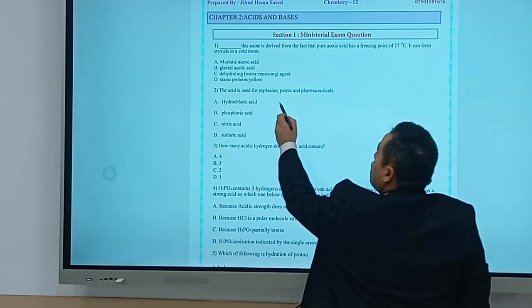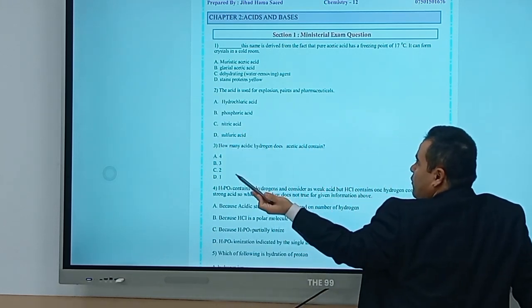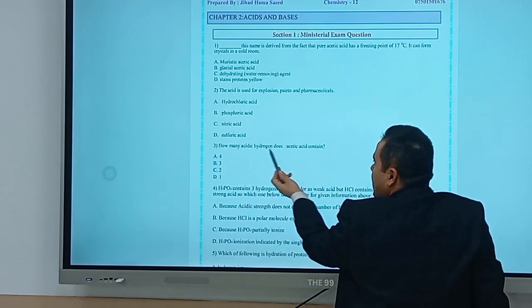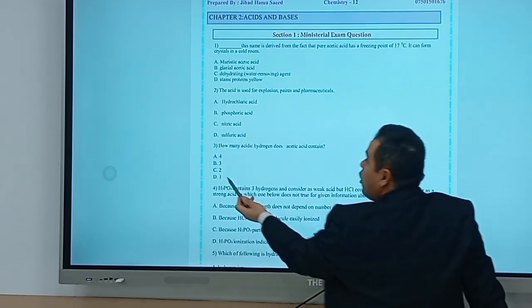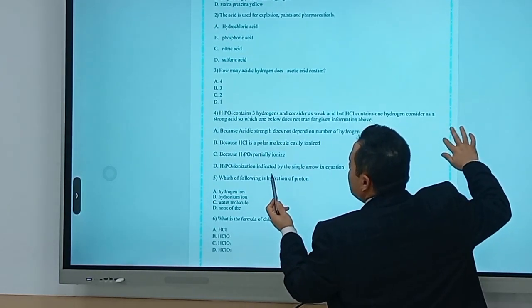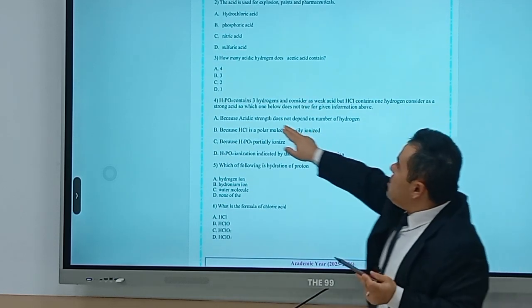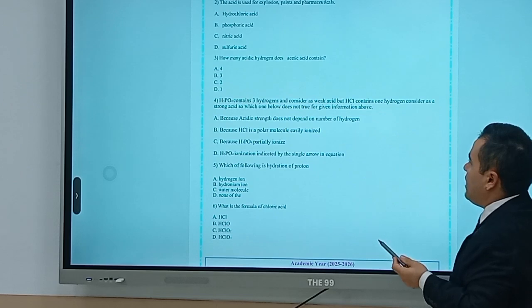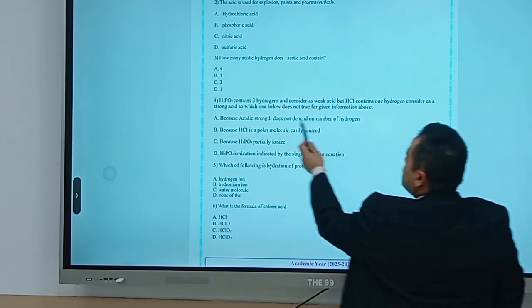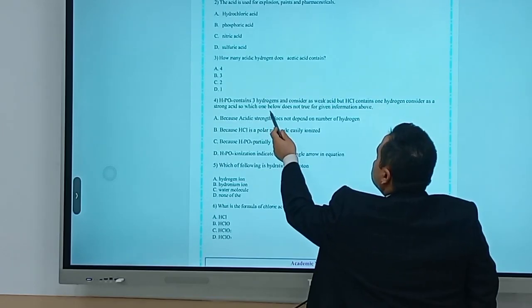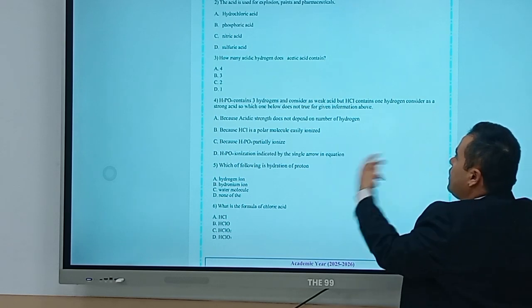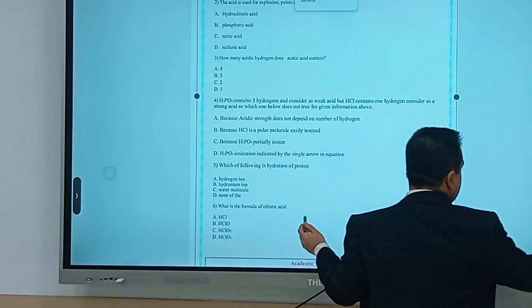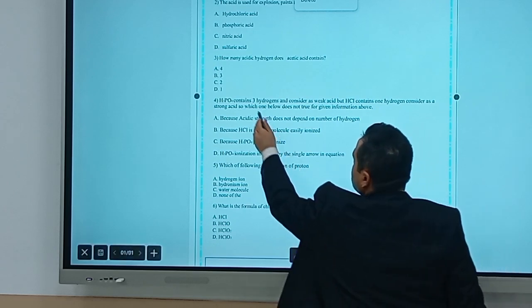The acid is used for explosion. I told you that this appears several times in ministerial exams: nitric acid. How many acidic hydrogens does acetic acid have? Only one. H3PO4 contains 3 hydrogens and is considered a weak acid, but HCl contains 1 hydrogen and is considered a strong acid. So which one below is not true for the given information above? The keyword here is: is not true.